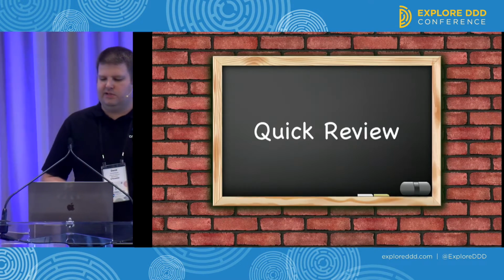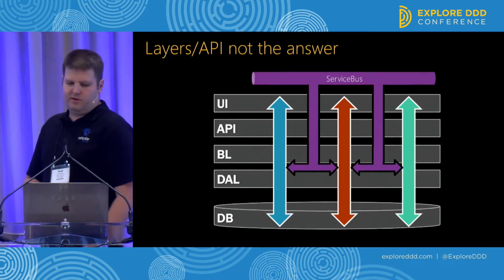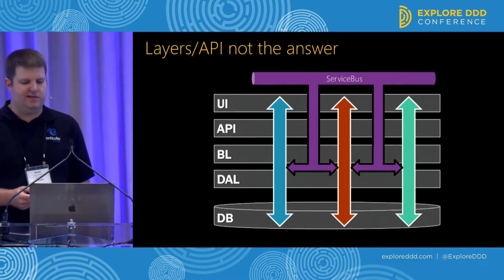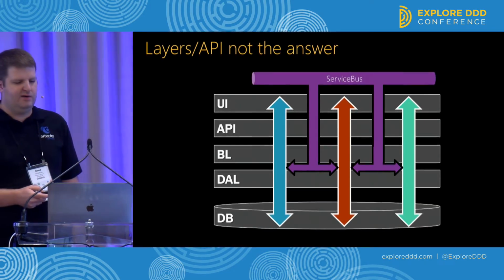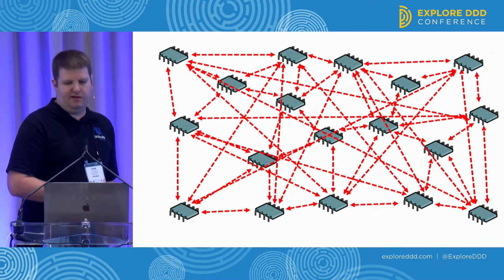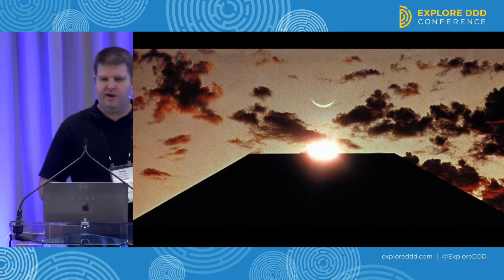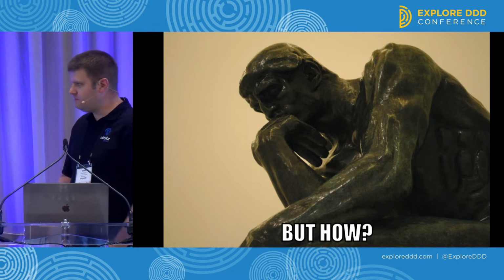So where does this leave us? Layers and API is not the answer. Vertical slices could be better, so that we don't get into this spaghetti distributed monolith, which is a monolith whether it's distributed or not. But how do we do it?